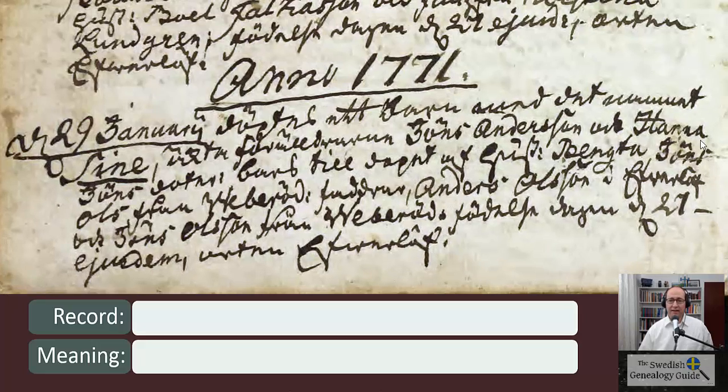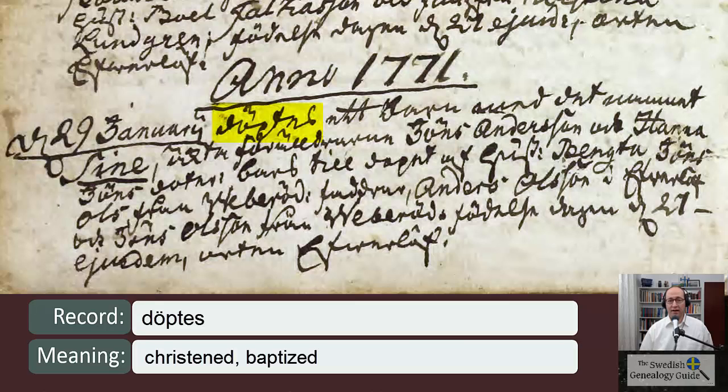The first word we see is the word anno, which is a Latin word which means in the year of. So it's in the year of 1771. This D is an abbreviation for the word den, which means on. And then we have the 29th, and then the next word is januari, meaning January, and there are 2 dots over the Y. Let's use the Gothic handwriting tool to decipher the next word.